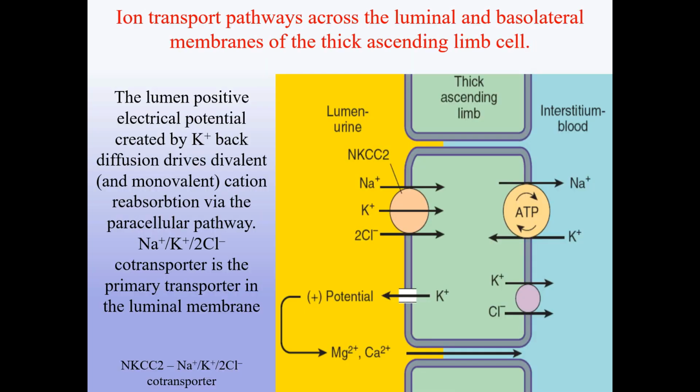Here you can see ion transport pathways across the luminal and basolateral membranes of the thick ascending limb cell. The lumen-positive electrical potential created by potassium back diffusion drives divalent and monovalent cation reabsorption via the paracellular pathway. The sodium-potassium 2-chloride cotransporter is the primary transporter in the luminal membrane.